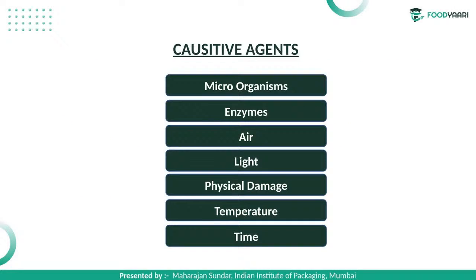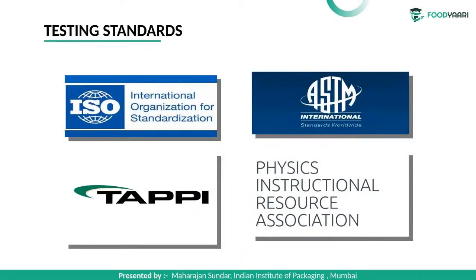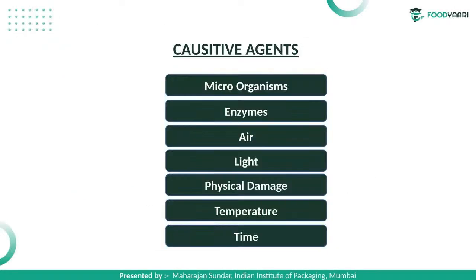Causative agents of spoilage. As many of you are food tech students and recent graduates, you know what spoilage is and the causative agents. Some of them are microorganisms, enzymes, air, light, physical damage, temperature, and time.